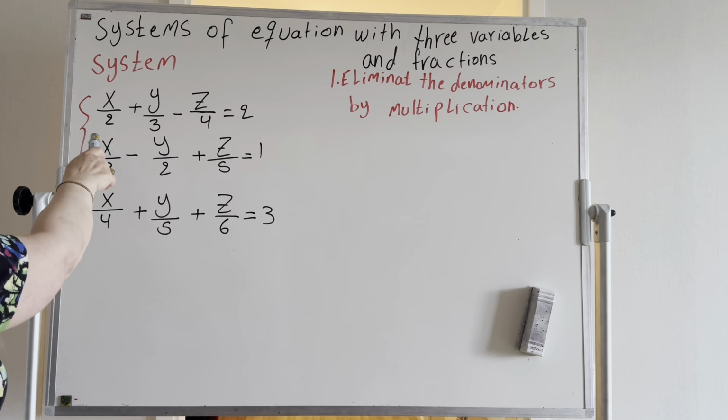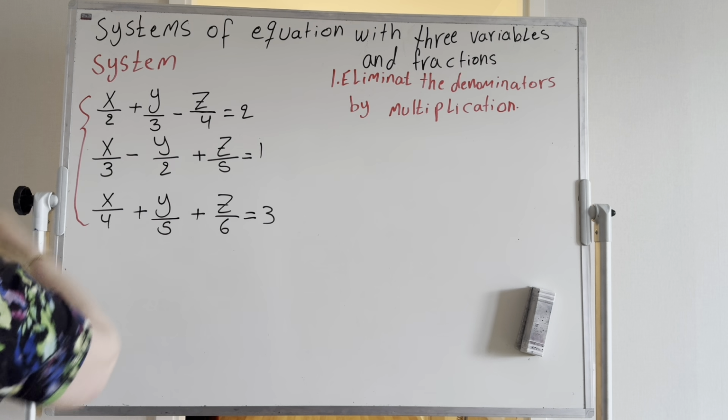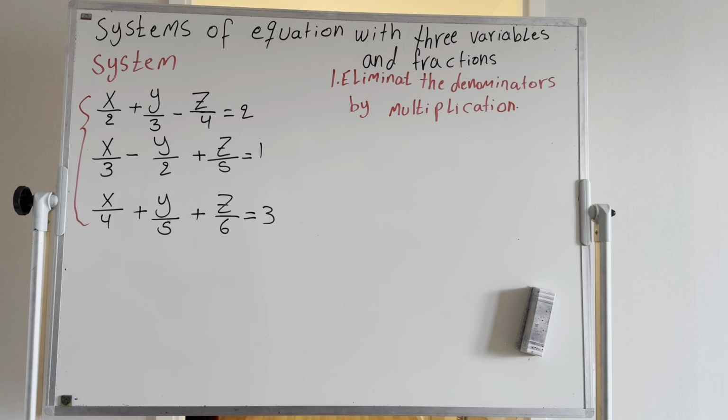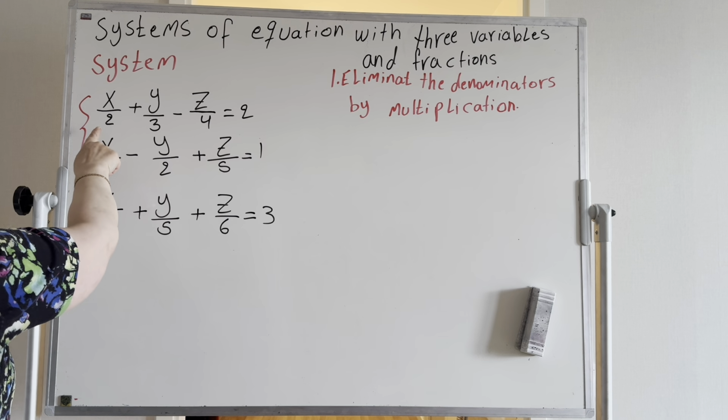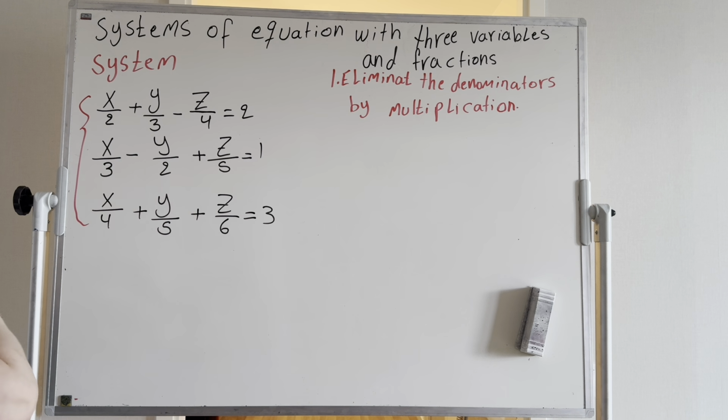I will begin by eliminating the denominators by multiplication. When I look at the first equation, I know that if I multiply it by 12, I can eliminate 2, 3, and 4. So the first step, I will multiply the first equation by 12.